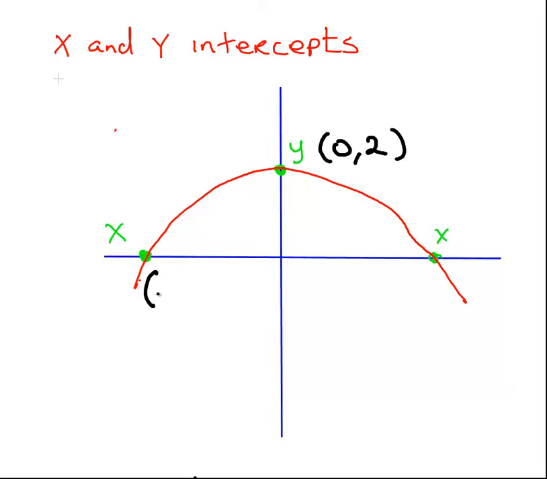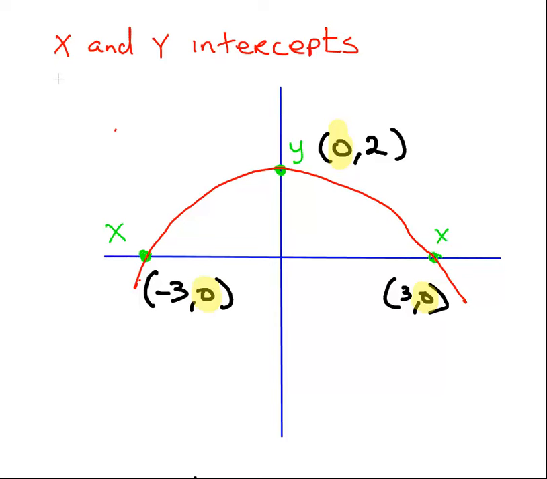Here we would say this is minus 3 and 0, and 3 and 0. So for the y-intercept, the x component is always 0, but it's always written. And for the x-intercepts, the y component is always 0, but again, it's always written. So you actually write the coordinates for points.